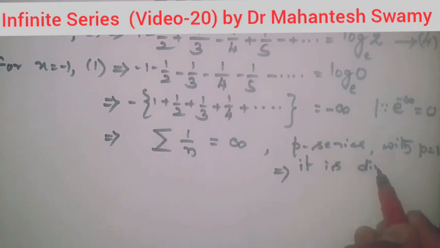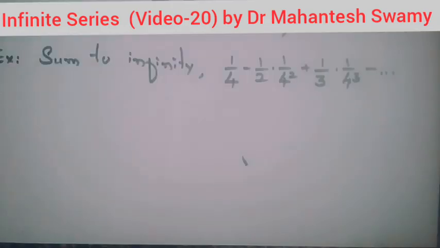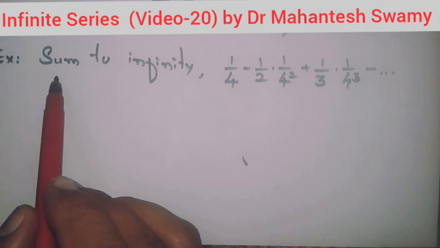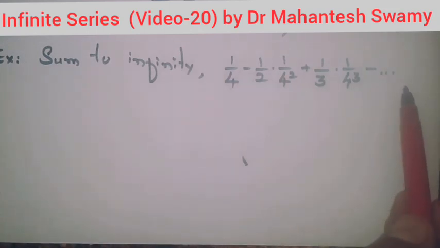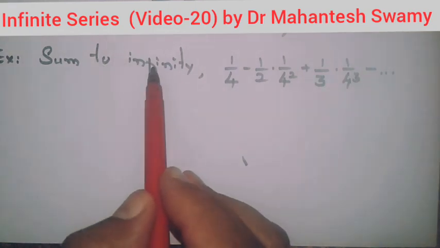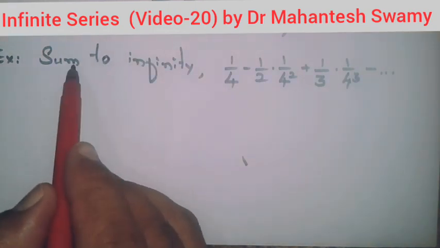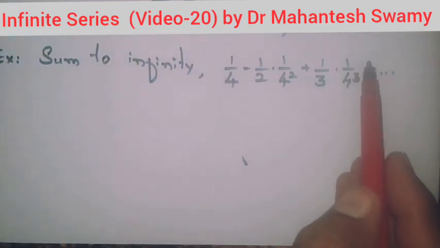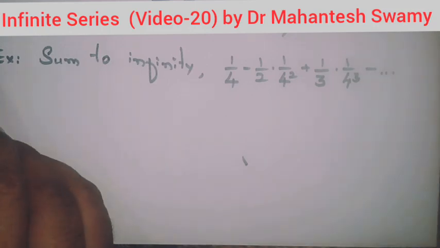So this is how we have so many different forms of the logarithmic series, and we will be using them in order to solve the problems. So let us consider the first example. Here it is asked to find the sum of this alternating series up to infinity. So we have to find the summation of this alternating series. So let us proceed with the solution.